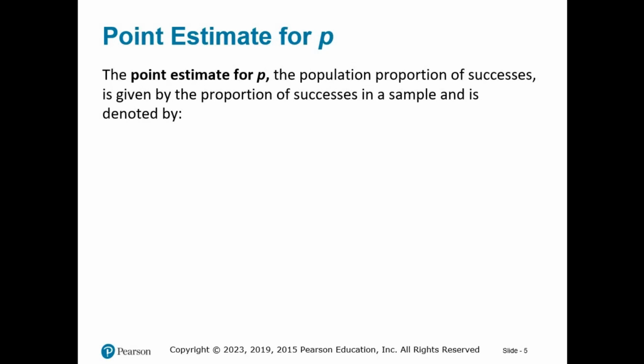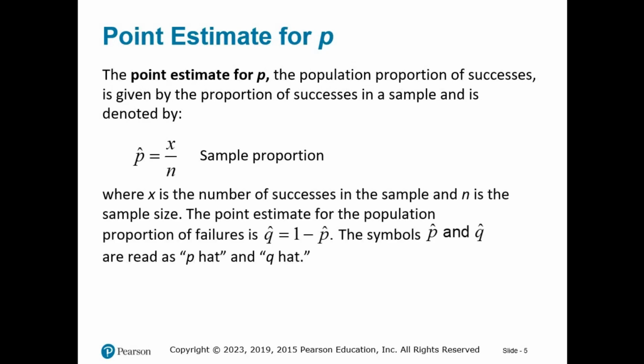The point estimate for this one is called P hat, and it looks like this. A lowercase p with a little caret on top like a hat, hence the name, P hat. Very original, I know, just like X bar. Okay, so this is the population proportion of successes given by the proportion of successes in a sample, and is denoted by P hat equals X, or number of successes, over N, or sample size. This gives us the sample proportion. A proportion means the number of times you see it out of the total number of trials, so this formula makes sense. Then we use the complement rule to find the point estimate for the population proportion of failure, which is called Q hat, which is 1 minus P hat.